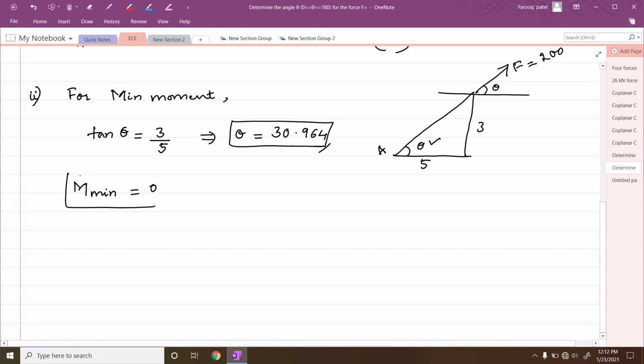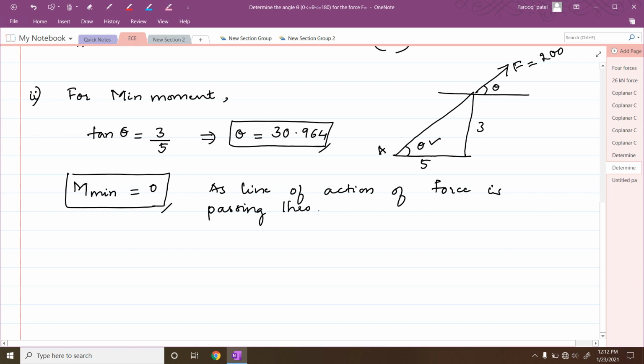Why will it be equal to 0? As the line of action of the force is passing through point A, it will not create any moment. So this will be the minimum moment.